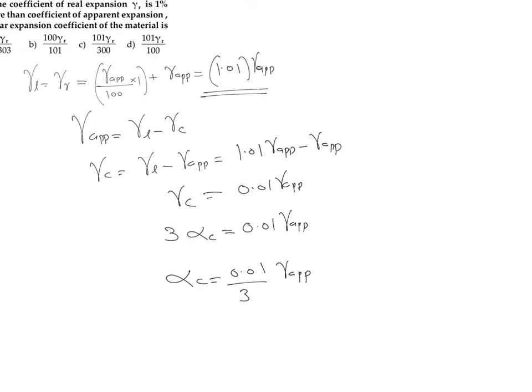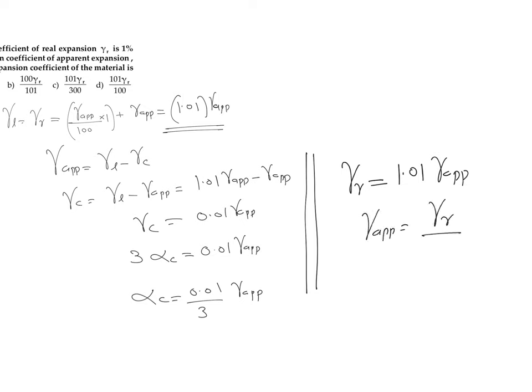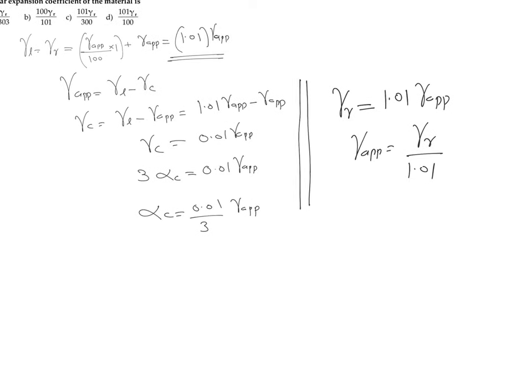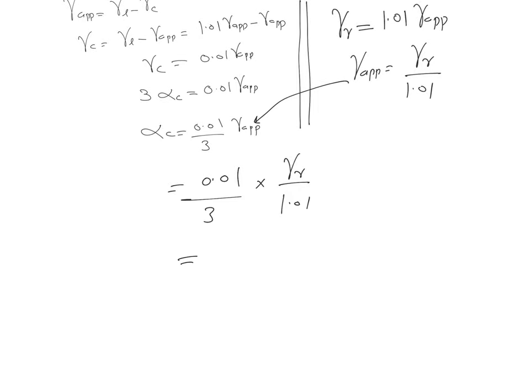But in the options you can observe that the answer is not given in terms of gamma apparent, but is given in terms of gamma of liquid, or the real coefficient of expansion. And from the first relation you can write gamma of real coefficient of expansion, or gamma of liquid, is 1.01 into gamma apparent. So we can write the value of gamma apparent is gamma r divided by 1.01. So instead of gamma apparent, we can just put this value. So this is going to be 0.01 divided by 3 into gamma r divided by 1.01. If I multiply both numerator and denominator by 100, this is going to be 1 into gamma r divided by 3 into 101. Or you can write this as gamma r divided by 3 into 101, which is 303.